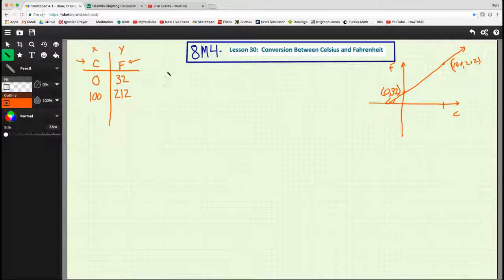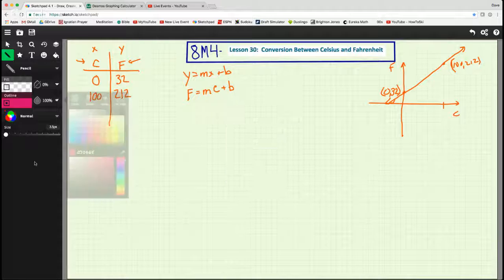So what is our slope? Let's find it. We're going to try and write this as y equals mx plus b, or more accurately, when we use these letters for our x and our y, we're going to say F, Fahrenheit, equals M times C plus B. And we're looking for this M and this B here. So let's switch colors as we go through our math.